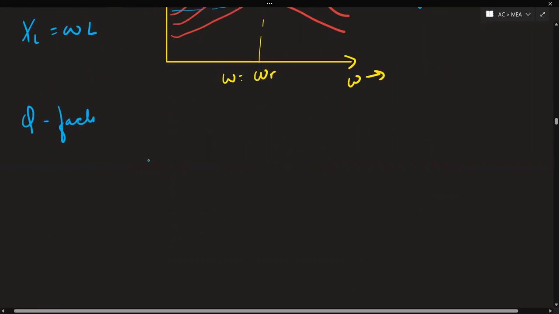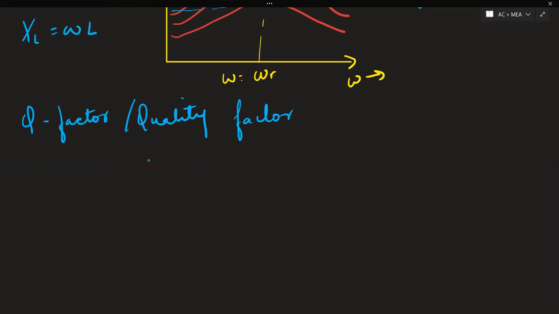Q factor, or the quality factor. So this is what I'll write down the definition as well. Just remember, this is for a series resonant circuit only. Do not write this Q factor in any of the formulas for impedance of any other kind of circuit. Simply for a series LCR resonant circuit, I'll write it down.